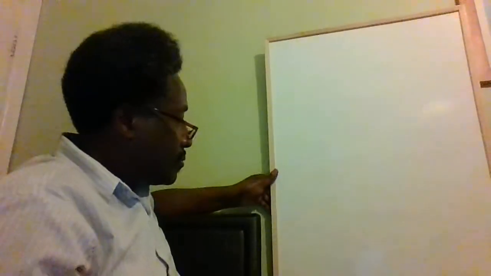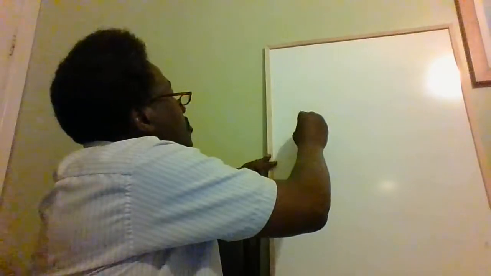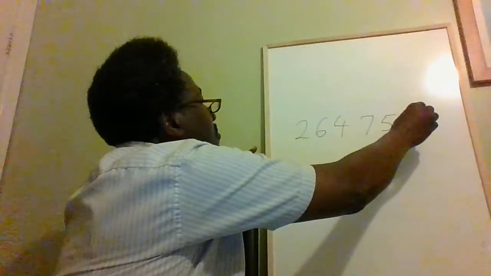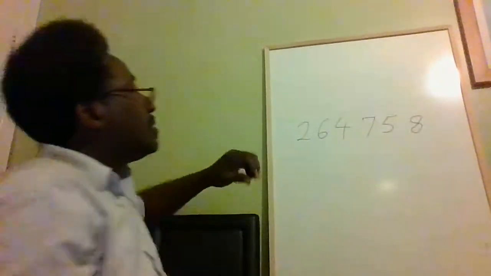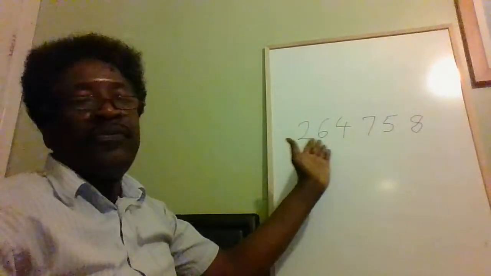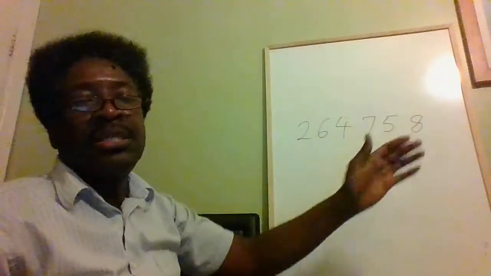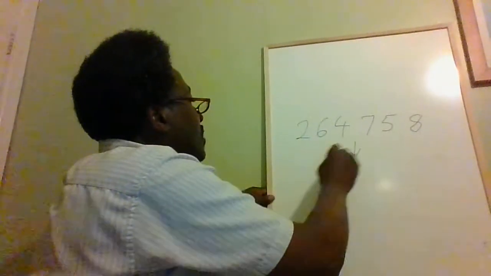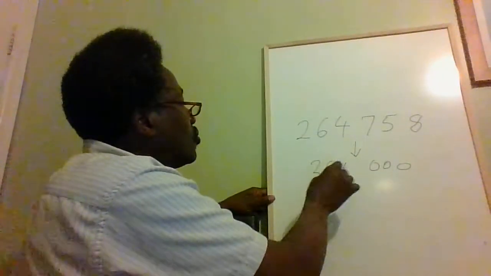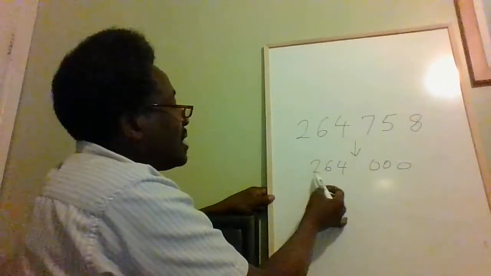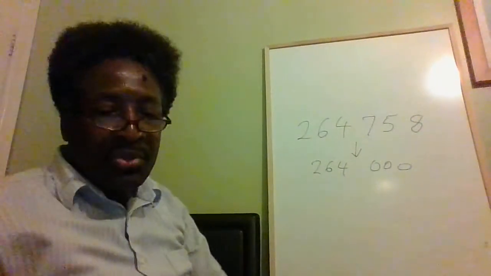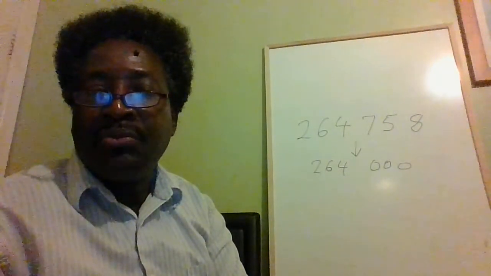Let's say you're given 2, 6, 4, 7, 5, 8. 6-digit number, 50-50 split. First 3 digits, keep them. Last 3 digits, imagine them to be zeros. We have 264000. So that clearly is 264,000, because you can say this as a 3-digit number. You can say this in words. By now, you should be able to say a 3-digit number in words.